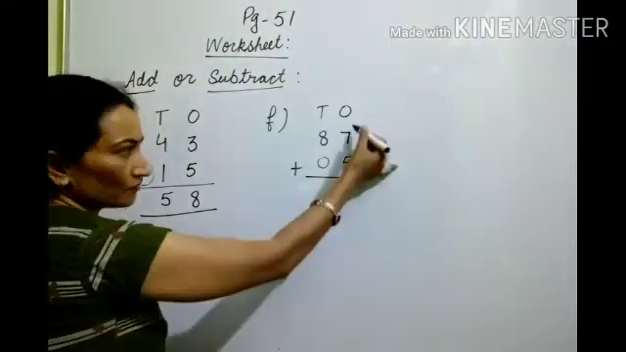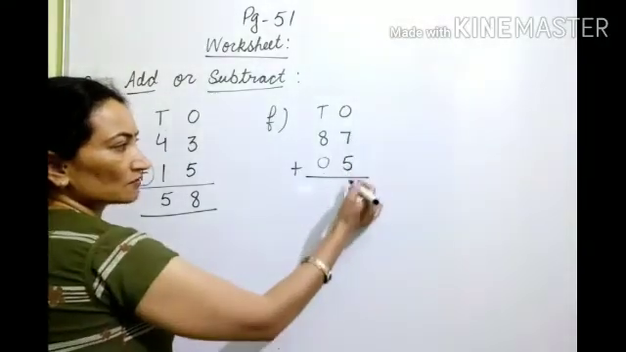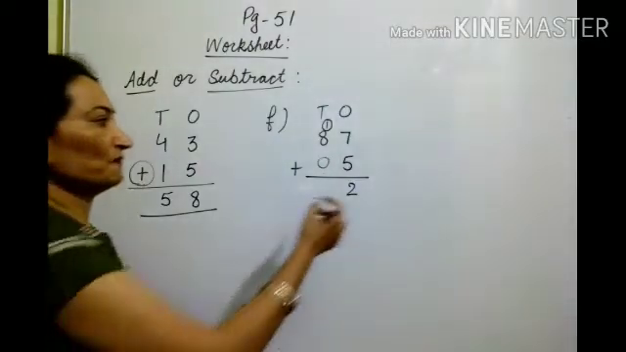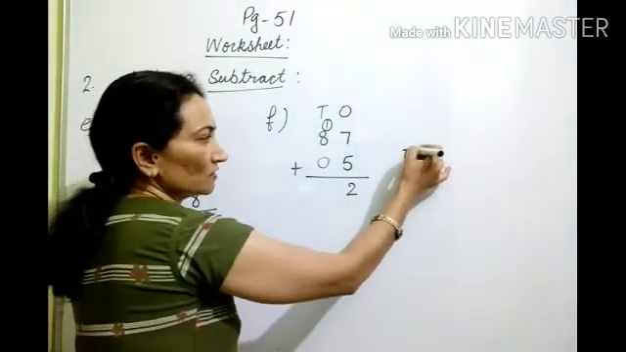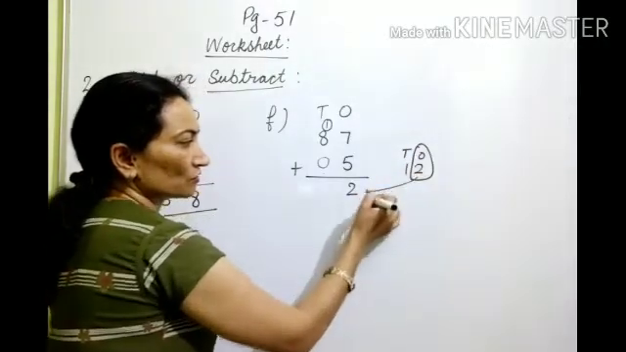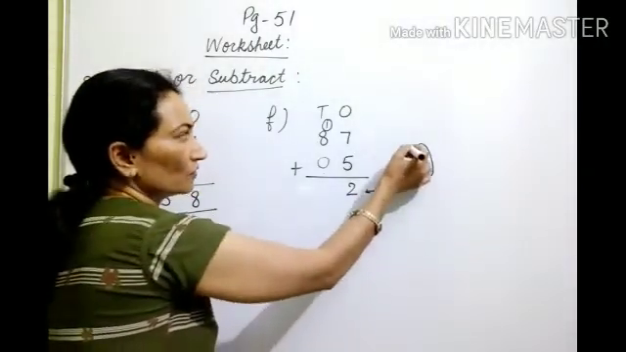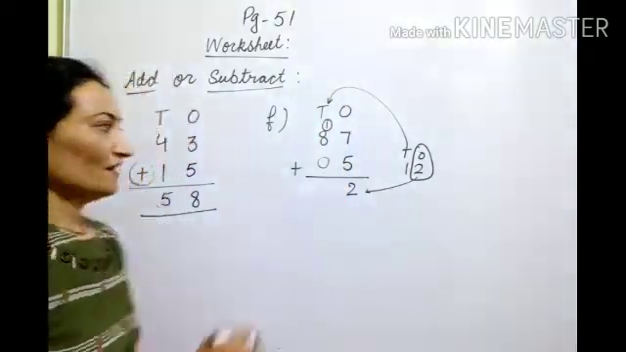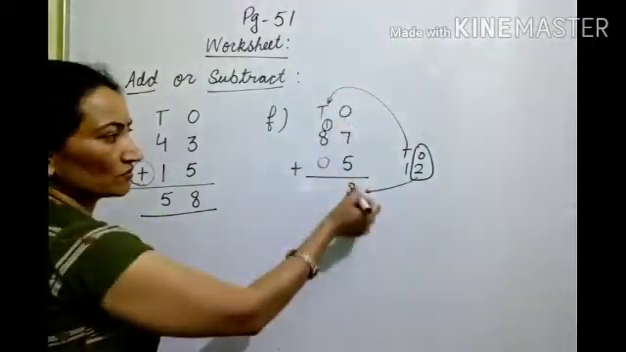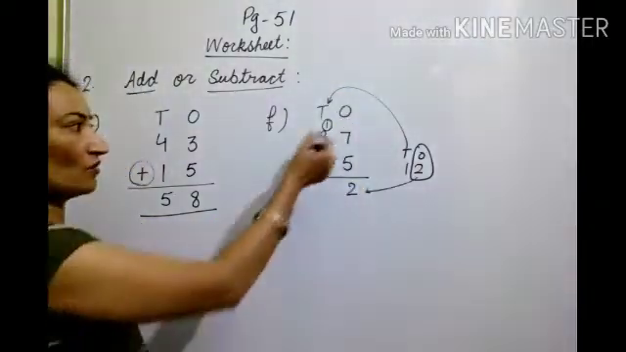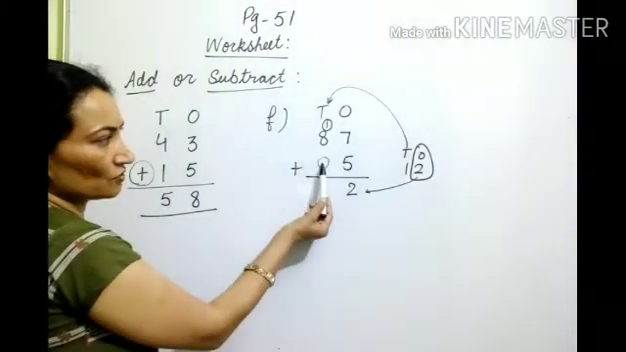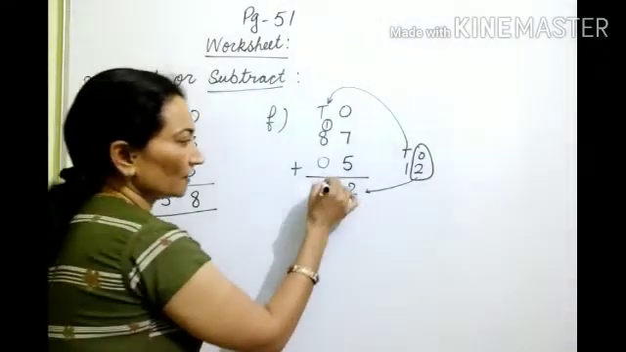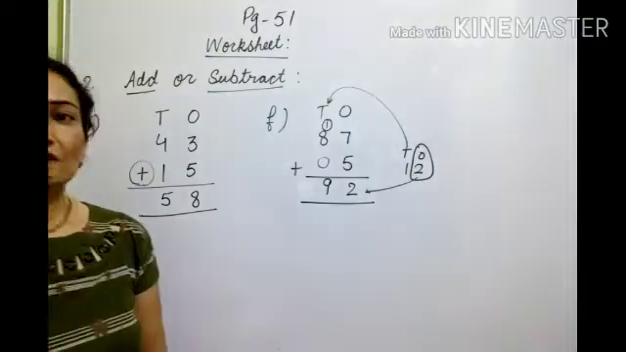Now we add starting from the ones place. 7 plus 5, 12. 1 will go as carry to the next place, as 12 is a two-digit number. So the ones will be written in the ones column and 10 will go in tens. They will be regrouped. Tens will go in tens and ones will be written in the ones column. Now we will add 8 plus 0 and 1 carry. 8 plus 1, 9 plus 0, 9. So our answer is 92.